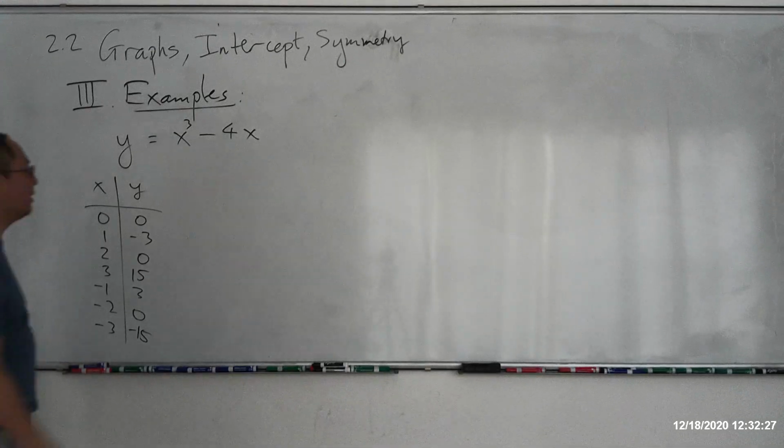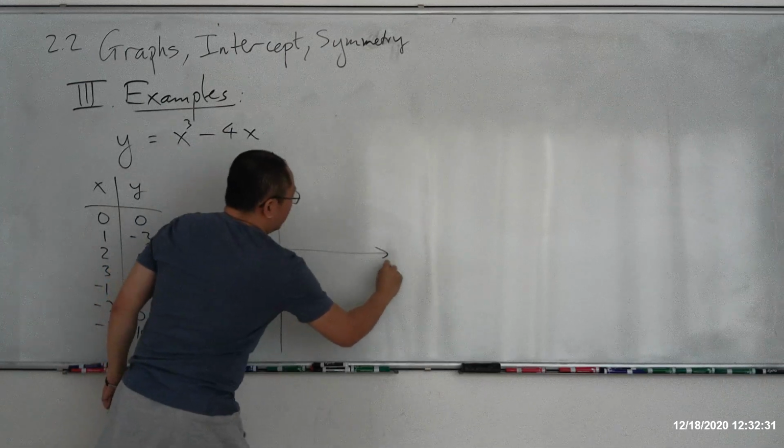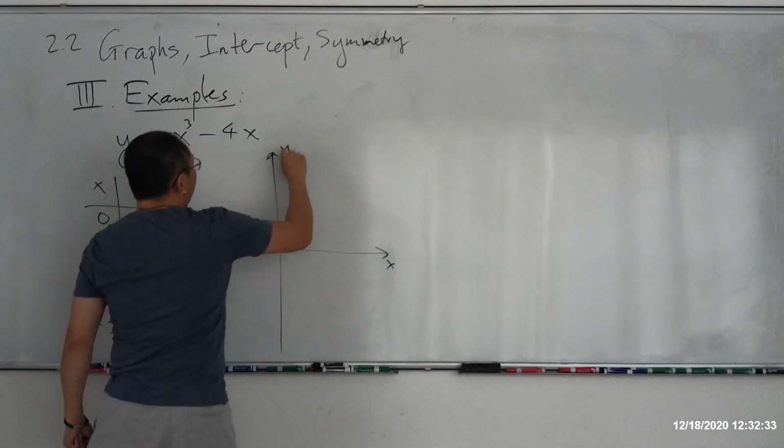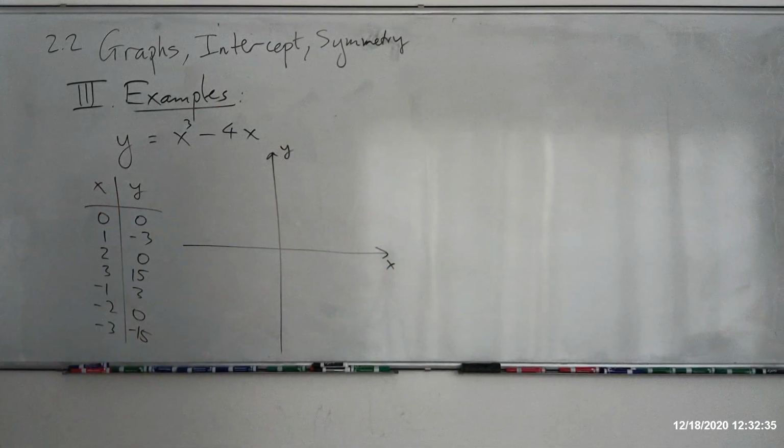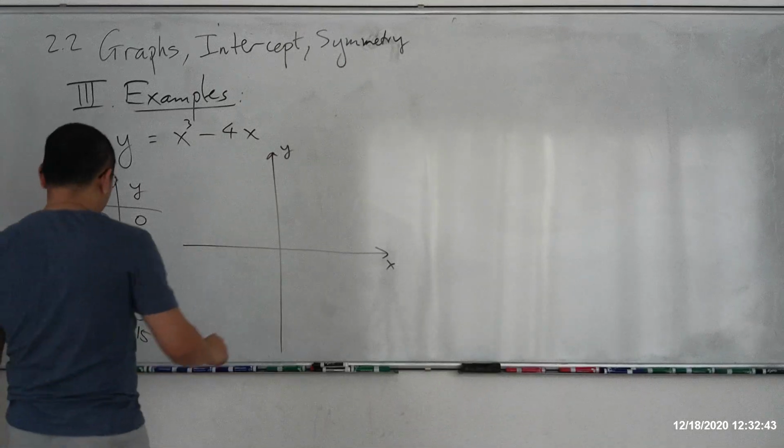Okay, so after plotting some points, at least we have some idea of roughly how the graph is going to look. Of course, the more points you plug in, the better the final graph you're going to have, and I claim the graph you are going to have is like this.